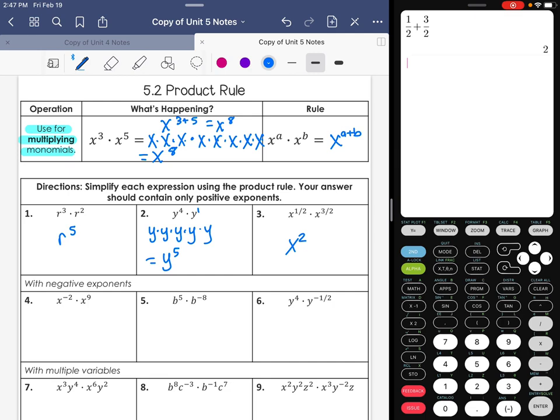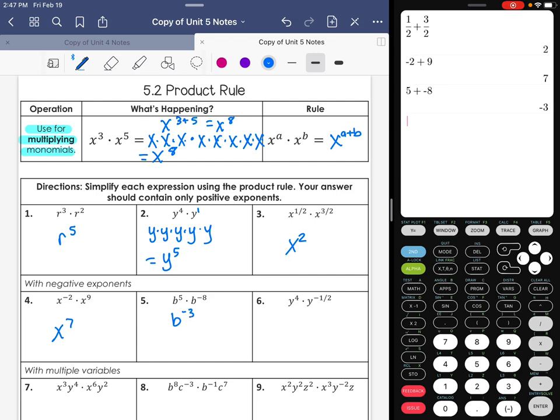Now, if you're doing negative exponents, you're going to do the same thing. So for this first one, we're going to do -2 plus 9. I encourage you on these ones with negatives to use your calculator. So that would be 7. On this next one, I would do 5 plus -8. So that would be -3.